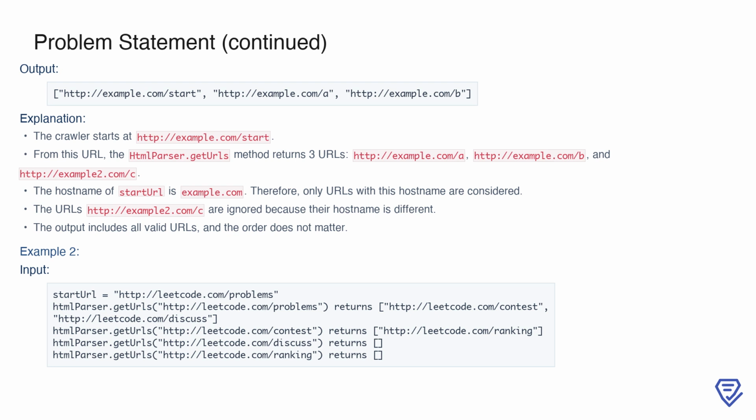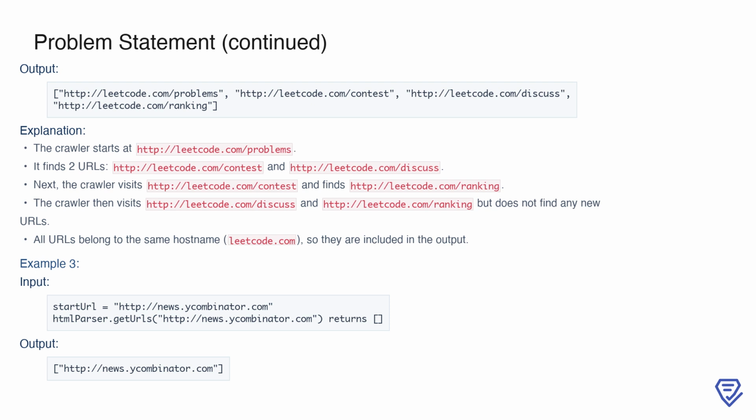As a result, http://example2.com/c is ignored because it has a different hostname. The output includes the start URL along with the two valid URLs, http://example.com/a and http://example.com/b. The order of these URLs in the output does not matter, as long as all valid URLs are included. Let's look at another example.